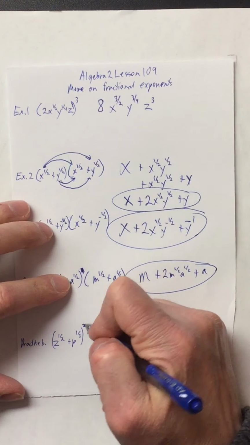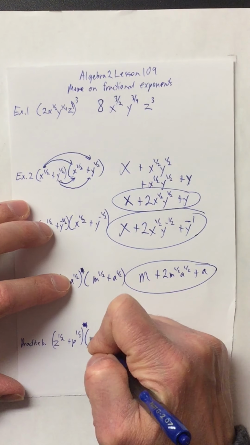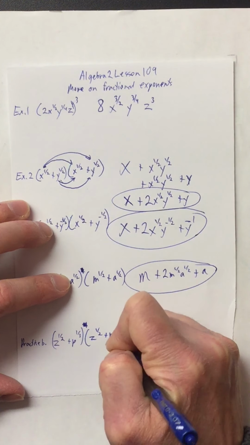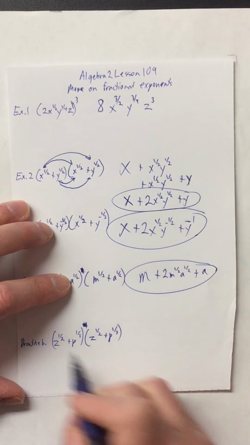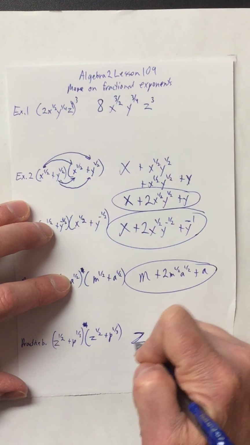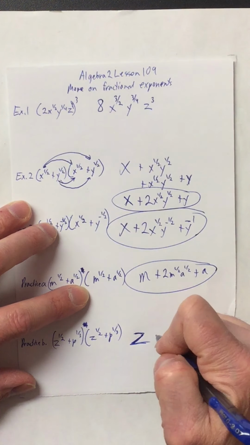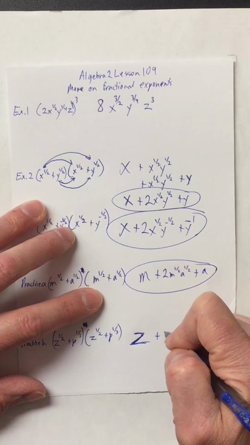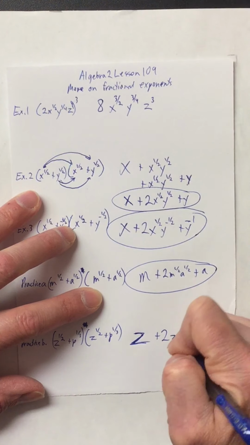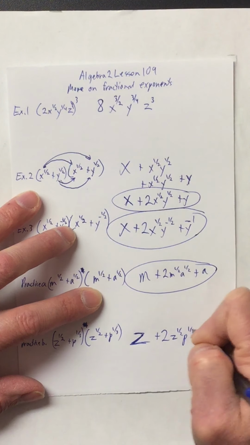All right, practice problem B, once again, it's squared, so I'm going to write the parentheses out a second time. Multiplying my z's out, I'm going to get z to the first, understood. Once again, when I multiply the second part, they're going to be like terms, so I'm going to get plus 2, and they're going to add, so z^(1/2) p^(1/3).